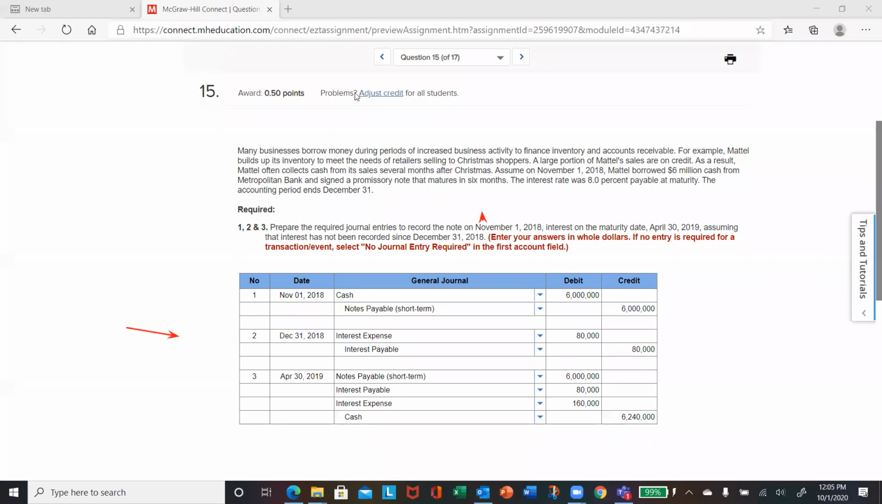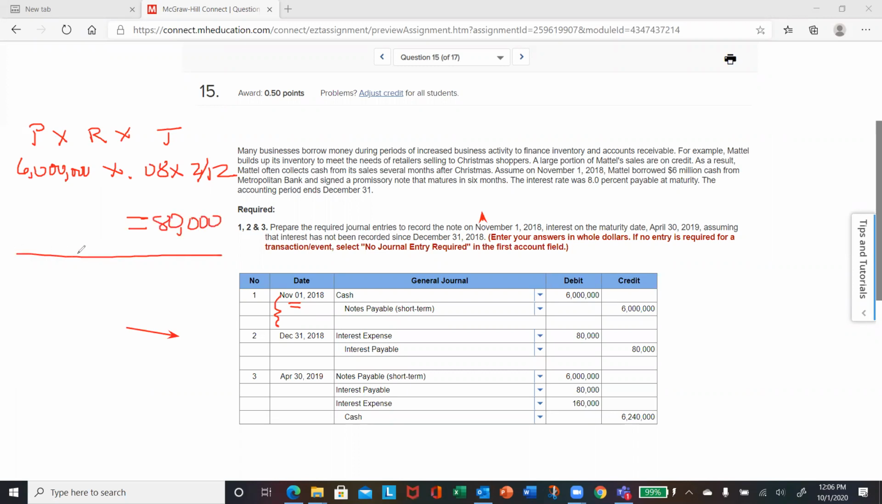So remember the concept of the interest is you've got to take the principal times the rate times the time. So in this case, it'll be that 6 million multiplied by the interest rate of 8% times 2 over 12. The reason it's 2 over 12 is because you got November and December. That, of course, is 2 months later. And of course, that'll give you $80,000 of accrued interest.